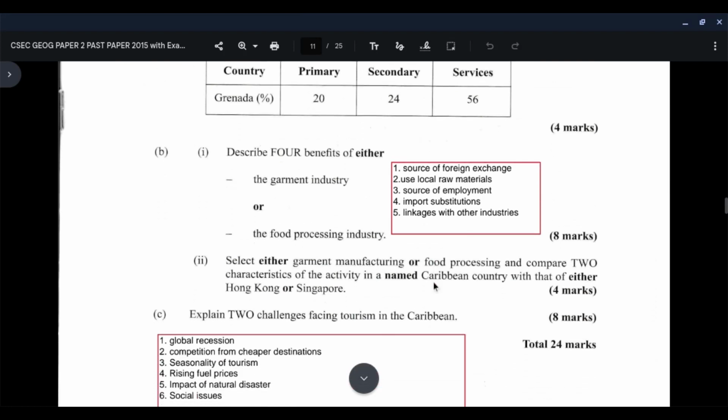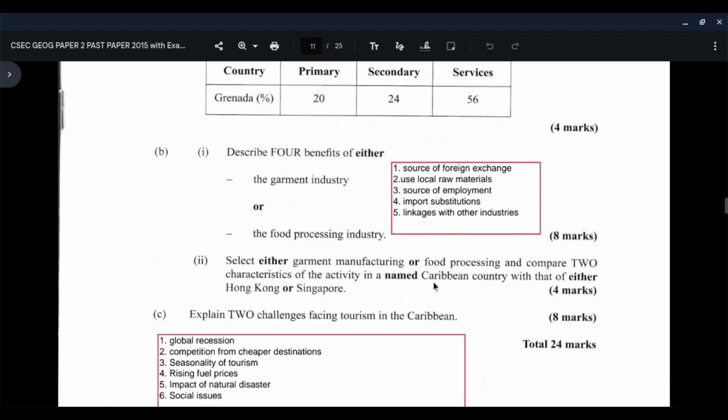Part 2 asks that you select either garment manufacturing or food processing, and you compare 2 characteristics of the activity in the named Caribbean countries with that of either Hong Kong or Singapore. Let us begin with food processing. Food processing in the Caribbean and Hong Kong. Good. Now, food processing. Let's talk about the type of processing.